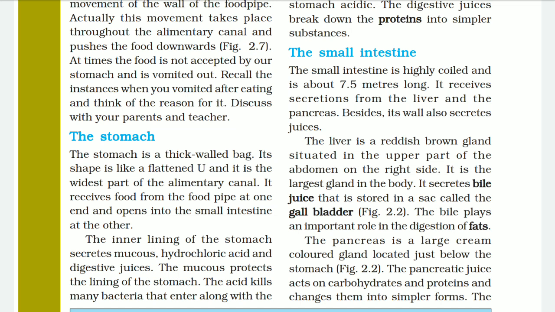The liver is a reddish-brown gland situated in the upper part of the abdomen on the right side. It is the largest gland in the body. It secretes bile juice that is stored in a sac called the gallbladder. The bile plays an important role in the digestion of fat in our small intestine. As the food moves towards it, the liver, which is at the side of our stomach, secretes a special juice called bile juice, right? And this juice helps to digest the fats from our food.